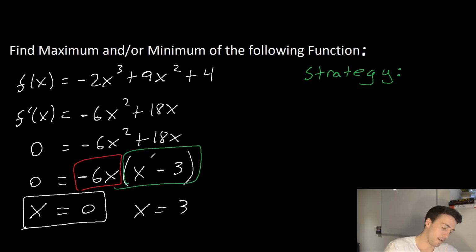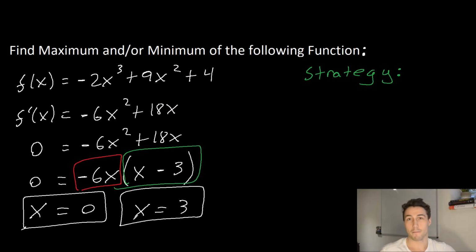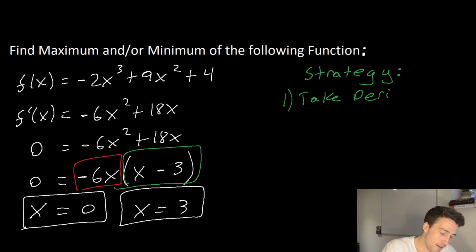So now we don't know whether it's a max or a min, but we know that they occur at 0 and 3. So the first step in our strategy would be take derivative. And then the second step would be to set that derivative to be 0. Because again, that's when the slope is equal to 0. So set derivative to 0.